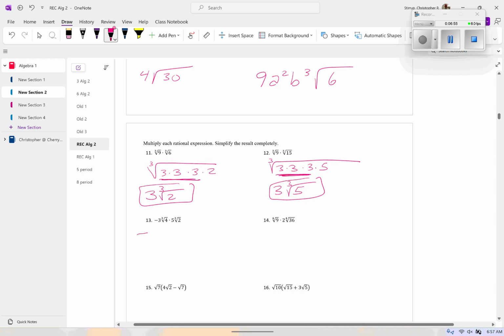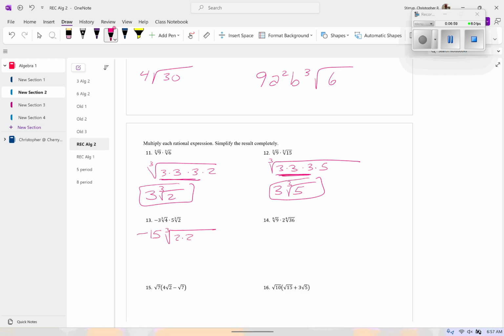Multiply outside, so I'm going to get negative 15. And then I have third root of 4, so that's 2 times 2 is 4 times the last 2. So I'm looking for 3 of a kind, so that's 2. So I'm just going to get an answer of negative 30. The radical goes away because I had a perfect cube.